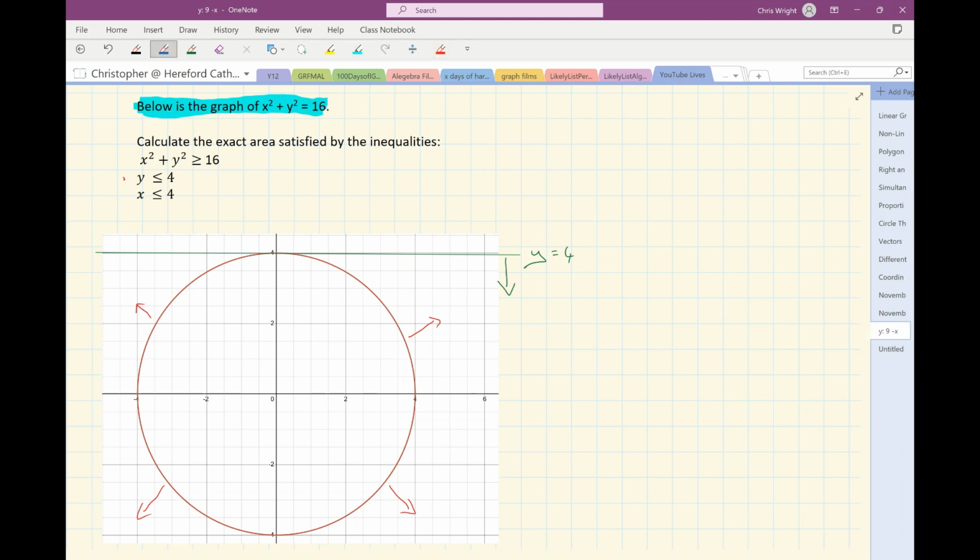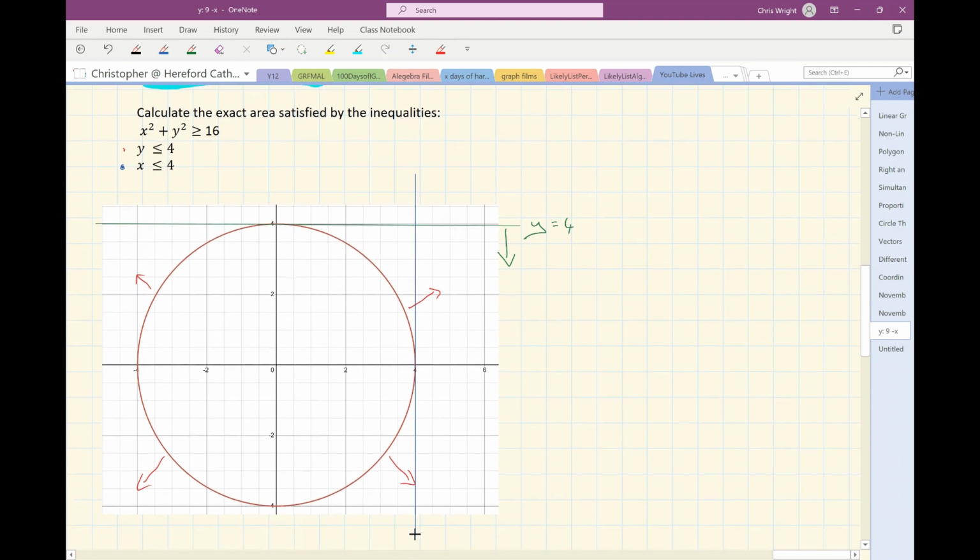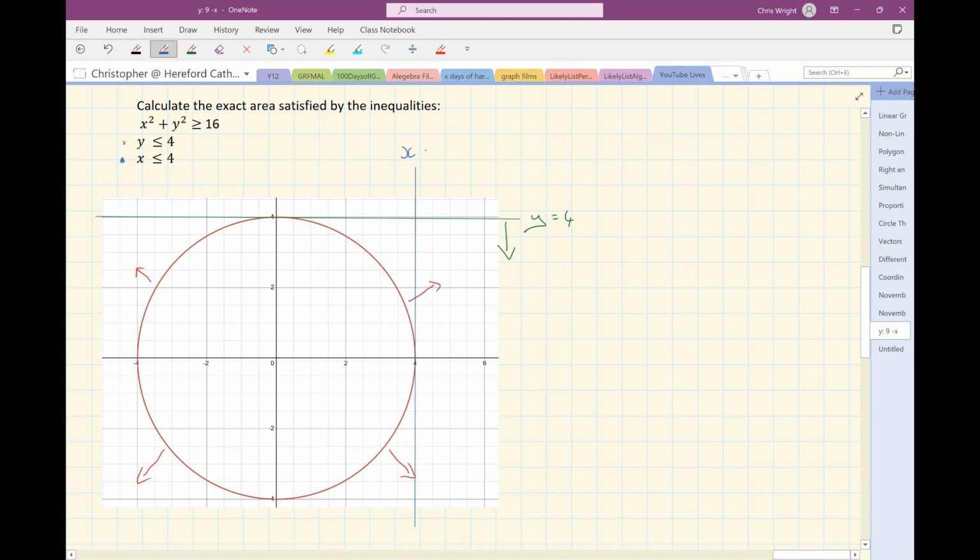And now let's have a look at the line of this rule here. x is less than or equal to 4. So I'm going to draw the line x equals 4, which is the line that crosses the x-axis at 4. And we are interested in x being less than or equal to 4. So we're interested in the left-hand side of this line. So the area which is satisfied by these inequalities is this area here. And that is the area that we have to find.